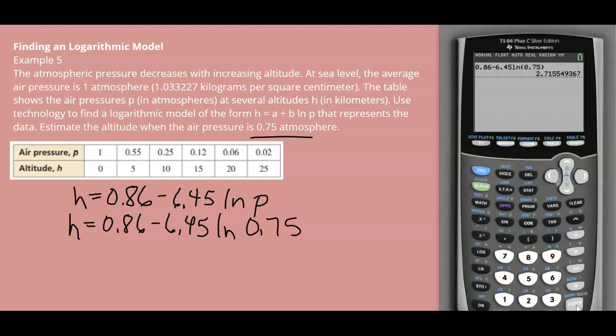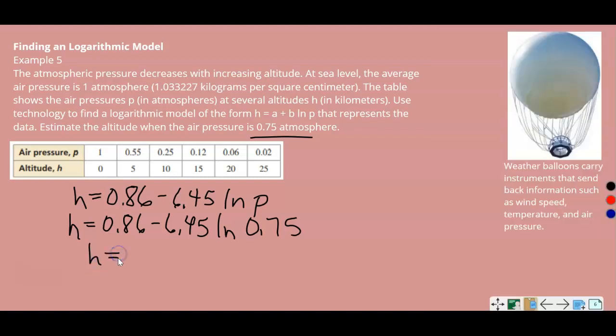And that's going to give us about 2.7. So h equals about 2.7. So what does that mean? This says h is in kilometers. So we know that when the air pressure is 0.75 atmosphere, that means the altitude is about 2.7 kilometers.